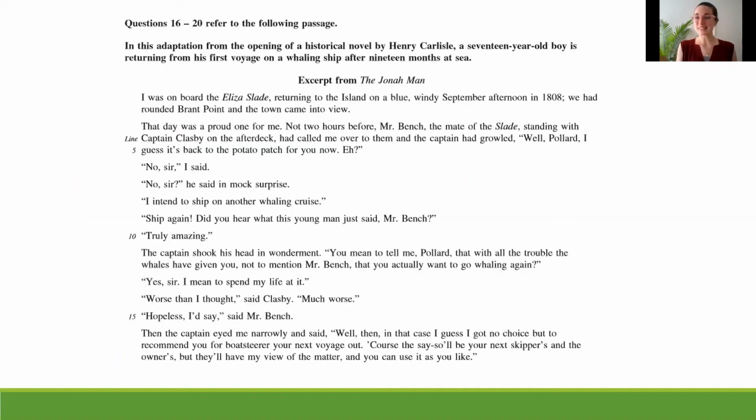So this is an example. This is from the HiSET practice test online. You can see here that this automatically tells us at the beginning a little bit of information about it, and you'll see it's a historical novel. Well, a novel is a story, right? It's like a chapter book. And we also see the word excerpt, and excerpt means that it's just taken out of a larger text. So when it says excerpt from the Jonah Man, that is the larger text there.